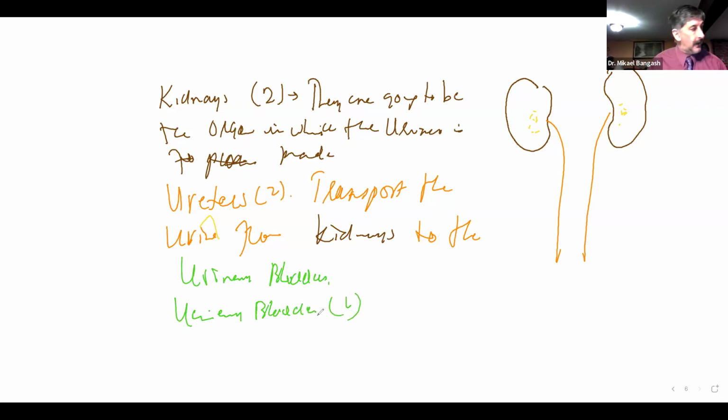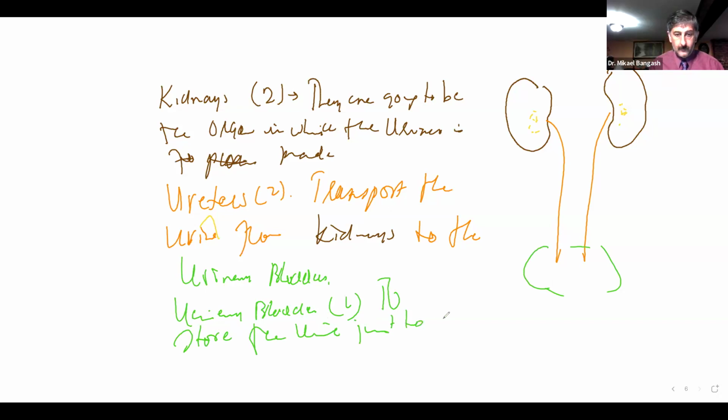And we only have one urinary bladder. And what was the function of the urinary bladder? Pretty much just like the function of the gallbladder was for bile, to store the urine, just to excrete it at a suitable time.